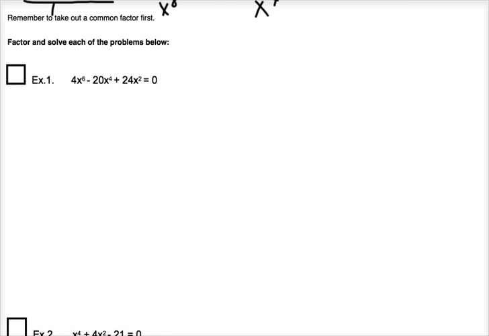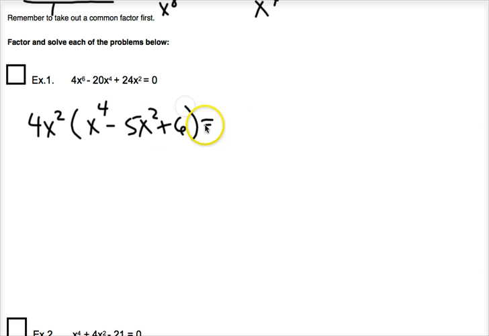So example 1. Take out what they have in common first. They all have a 4x squared. Divide them all by 4x squared. And oh look, it's just like the one I had up there.